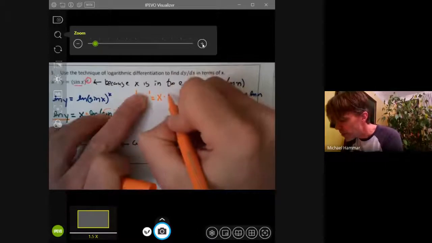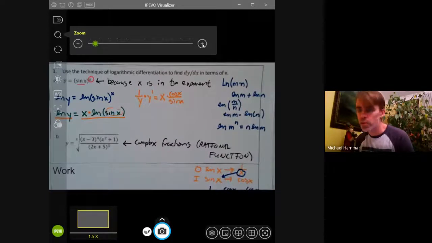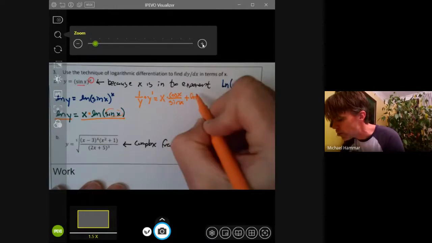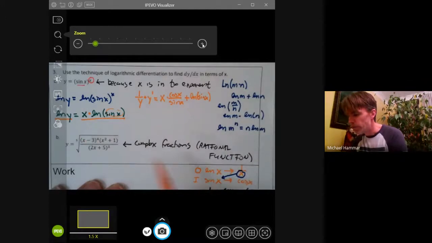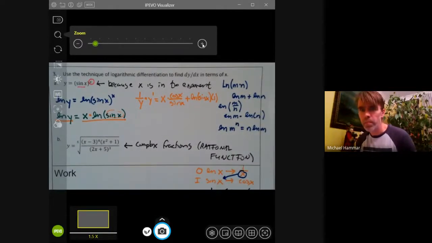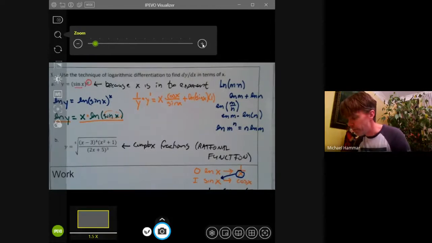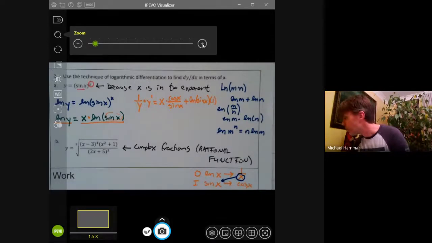So I'm going to do cosine of x over sine of x, because it's the first times the derivative of the second. Now I need to add to that the second, so we're going to do natural log of sine of x times the derivative of the first, which is x, so that just becomes 1. Okay? So here's what we now have to do. We now have to isolate the y prime.